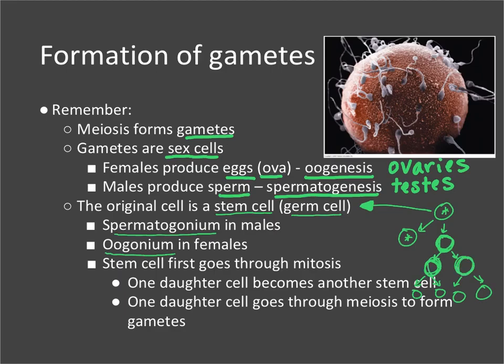Now I want to draw your attention to this picture up here. And this picture is showing you the egg, which is this large circular cell here. And then these smaller cells here are the sperm. And you'll notice that there is a significant size difference between an egg and a sperm. And we're going to talk about why that is important on the next couple of slides.